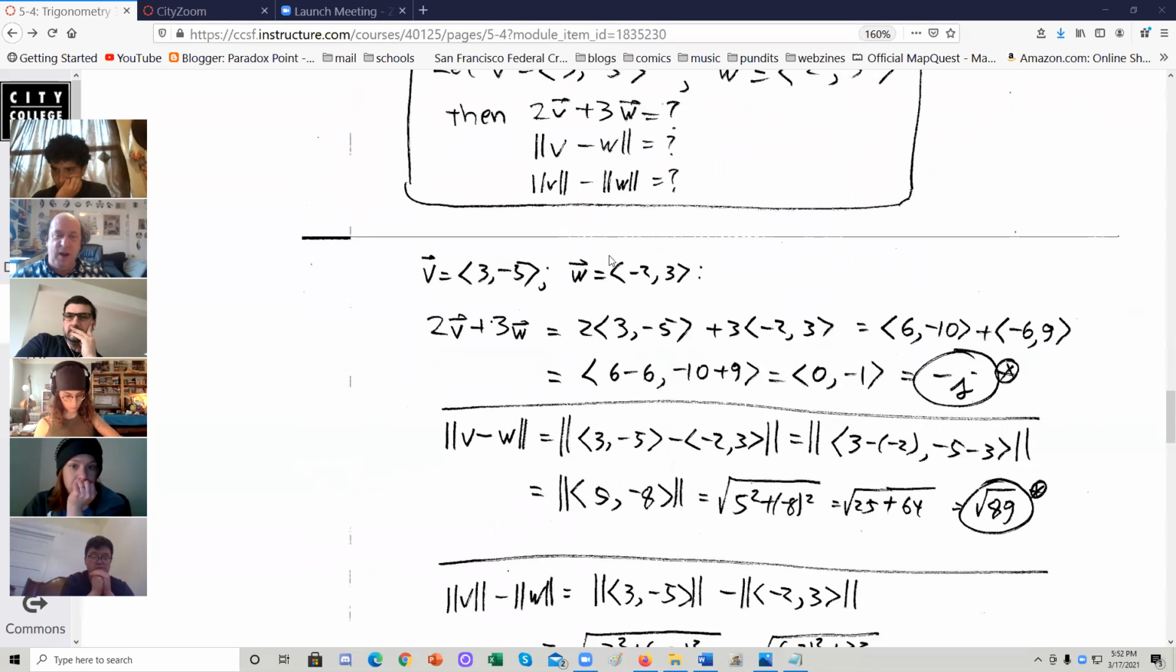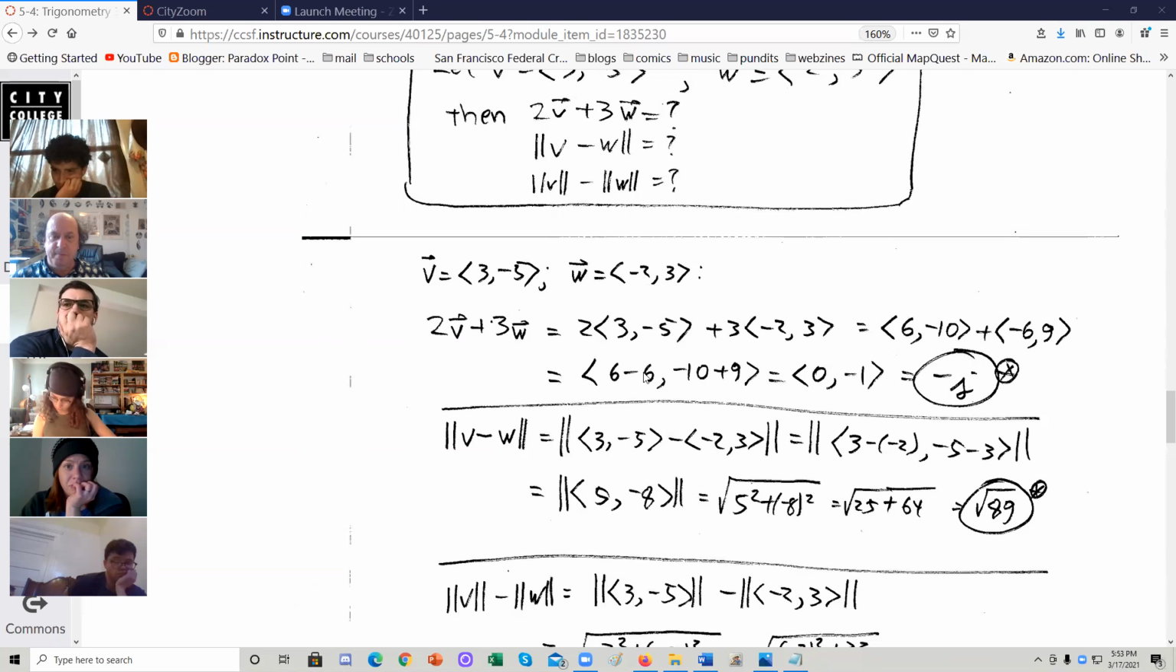u is 3 by negative 5, v is negative 2 by 3. So 2u plus 3v is 2 times 3 by negative 5 plus 3 times negative 2 by 3. First, we get rid of the scalar multiplications. 2 times 3, 2 times negative 5 is 6 by negative 10. Here, 3 times negative 2 is negative 6, 3 times 3 is 9. 6 by negative 10 plus negative 6 by 9. We add the x components, 6 minus 6. We add the y components, negative 10 plus 9. This comes out to 0 by negative 1, or in other words, negative j.